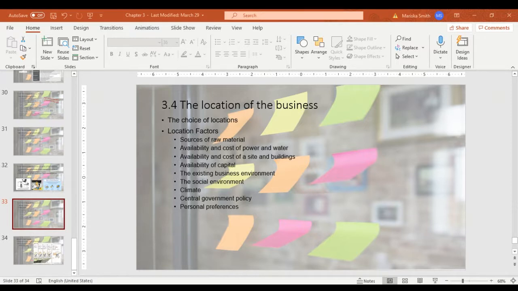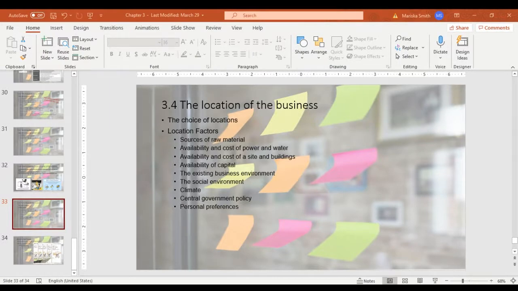Then the availability and the cost of power and water, especially if you're going to have a company that uses a lot of electricity and a lot of water. The availability and the cost of the site, the store, the building that you're going to hire. How much is that going to cost every month? The availability of capital, so how much money do you really have to invest in this business? Then you also need to look at the existing business environment. So how many competitors, guys? Make a note there. How many competitors do you have that are already doing something similar to what you are doing?